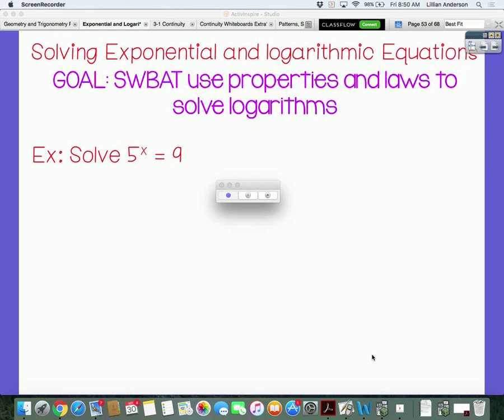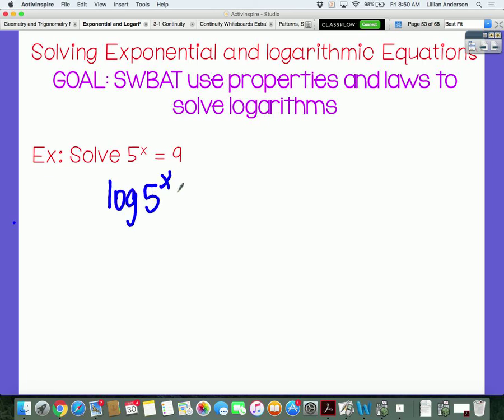Okay, one of the main ways to solve an exponential equation like this, where you cannot write it so that it has the same base, is to take the log or the natural log of both sides. Okay? So in this problem, we start by taking the log of both sides. This is an equation, so what you do to one side, you do to the other.